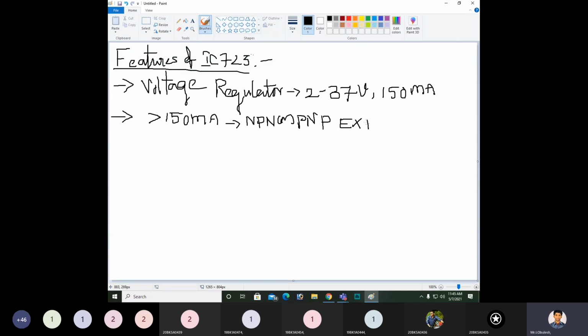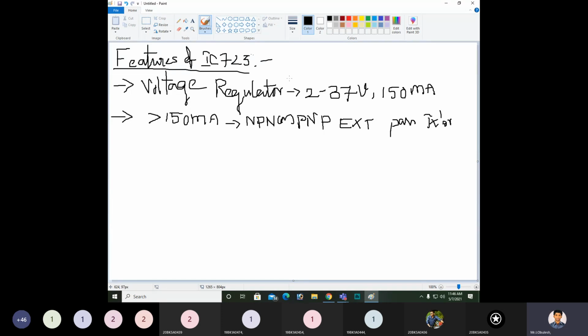External pass transistors. I am writing external as EXT, but you need to write it clearly: external pass transistor. I am writing transistor as TR, but you need to write transistor clearly. The second one is it can be used at load currents greater than 150 milliamps with the use of suitable NPN or PNP external pass transistors.